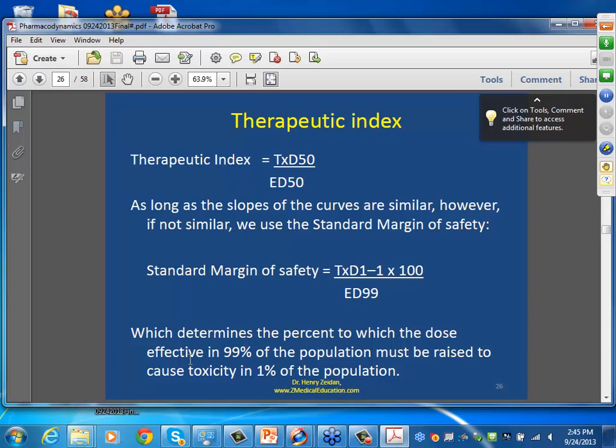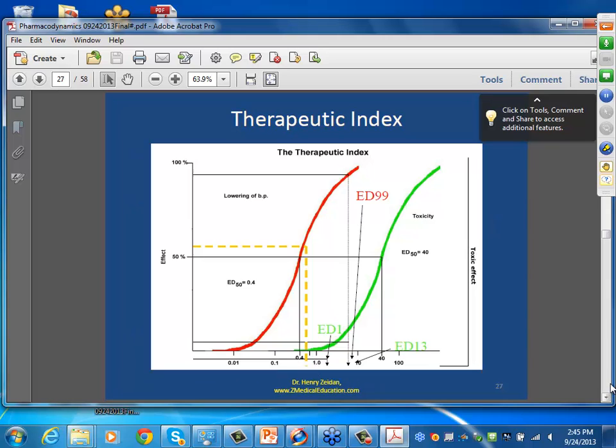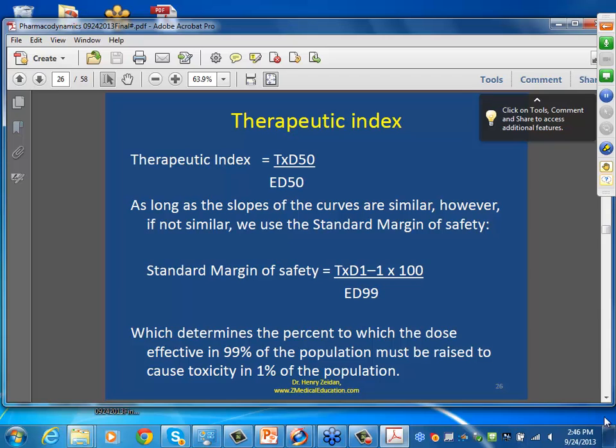And it's just a one-time deal. You don't have to really panic too much. That determines the percent to which the dose effective in 99% of the population must be raised to cause a toxicity of about 1%. It's in simple terms, and that's actually more of the pharmacokinetic aspects. I'm not going to deal heavily with that. You can see the elaboration here about the therapeutic index, toxicity. That's the ED50 presented to you here, and the toxic effect that you see with it. So ED50, ED99, those are the terms that you are dealing with here.